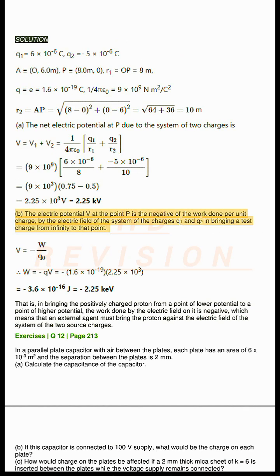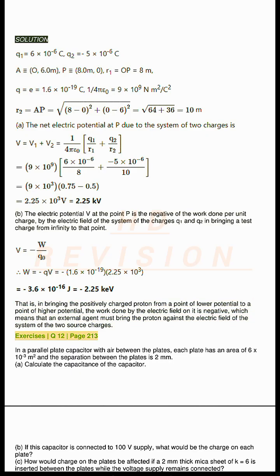Solution. B. The electric potential V at the point P is the negative of the work done per unit charge, by the electric field of the system of the charges Q1 and Q2 in bringing a test charge from infinity to that point. That is, in bringing the positively charged proton from a point of lower potential to a point of higher potential, the work done by the electric field on it is negative, which means that an external agent must bring the proton against the electric field of the system of the two source charges.